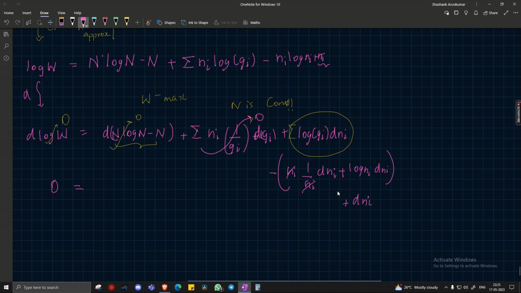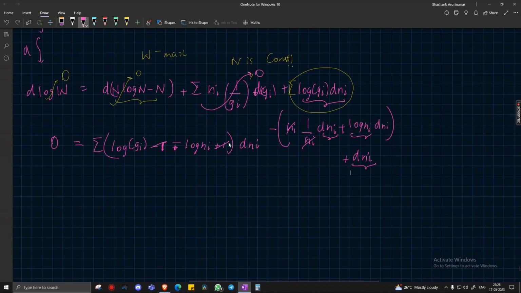So we can take a sigma of the whole thing. So we can write a sigma again. 0 equals sigma of log gi minus log ni, because plus dni minus dni will cancel. And this whole thing is common. The dni is common. So it's log gi minus log ni, because there's a minus sign outside. So next we can use the property of logarithms. We can write log gi minus log ni as log gi by ni.